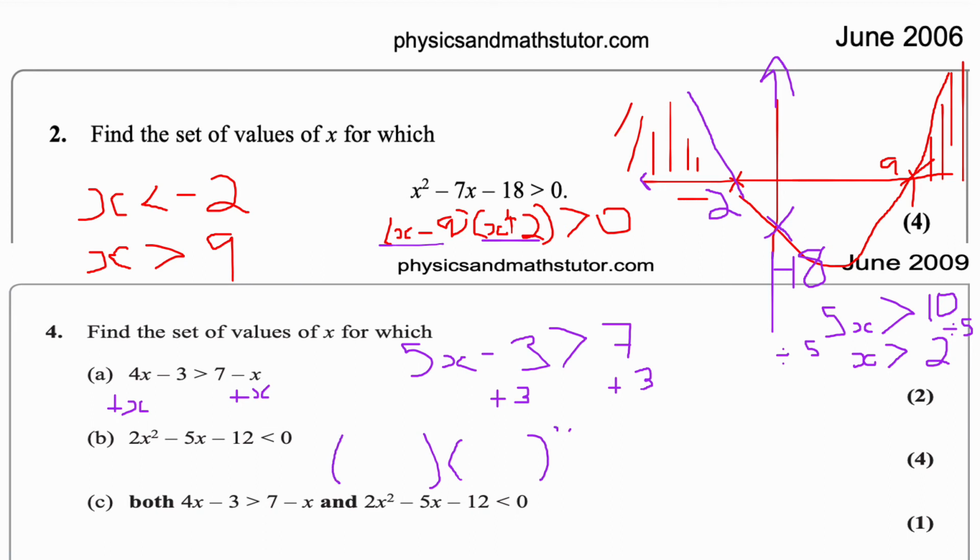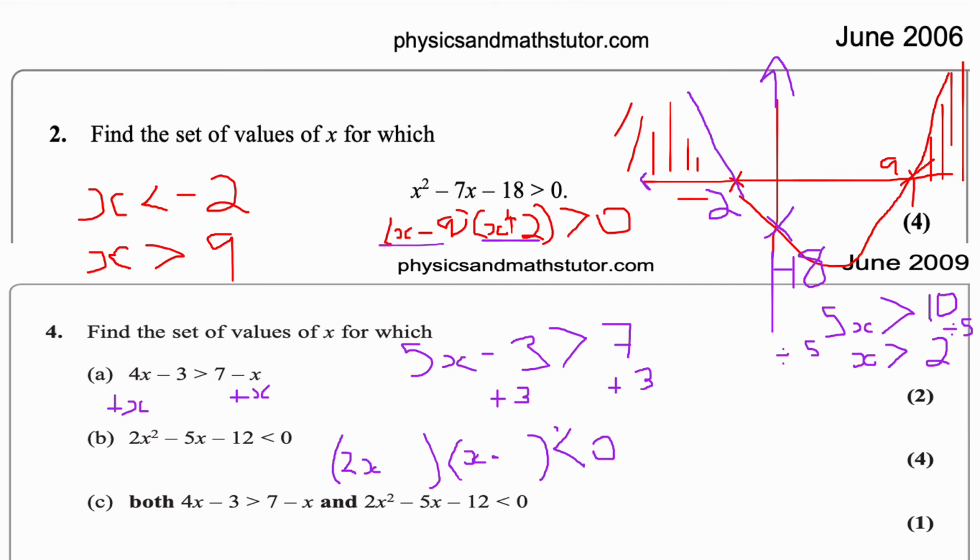Okay, so this time is when the graph is less than 0. So it's when it's below the x-axis. Okay, we factorize this into 2x and x. Two numbers that add to give me -5 and multiply to give me -12. Remember that one of them is going to be doubled.